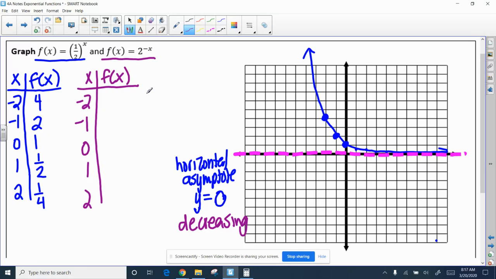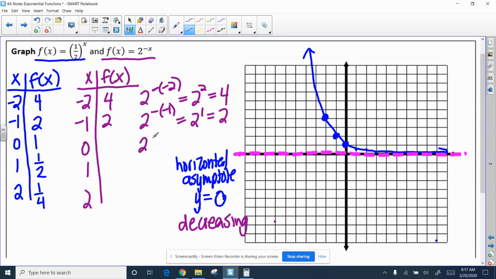All right, so when I plug in a -2, I'd have 2 to the negative 2 power, which would become 2 to the positive 2 power, which is 4. If I plug in a -1, we'd have 2 to the negative 1 power, since it's 2 to the negative x. So that would be 2 to the positive 1 power, which is 2. We plug in a 0, we just have 2 to the negative 0 power. Since there's no such thing as negative 0, this is just 2 to the 0 power. And remember, anything to the 0 power is 1.